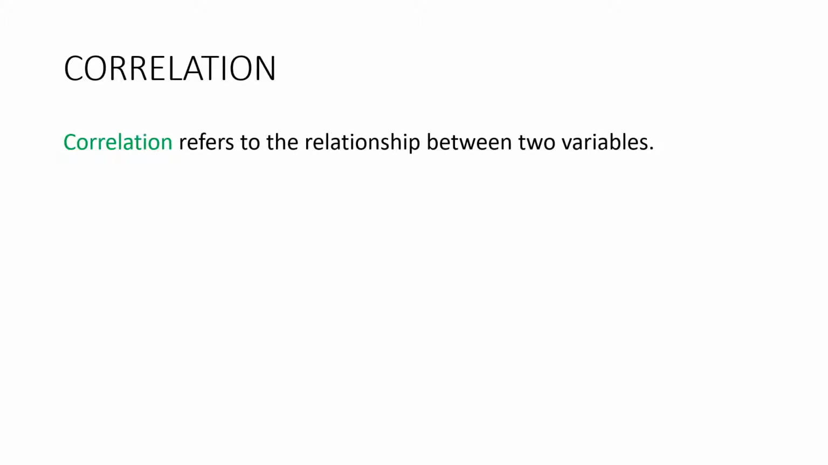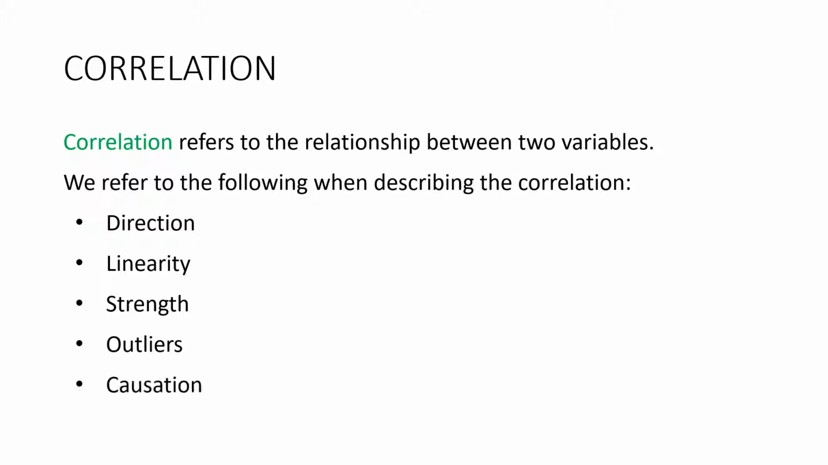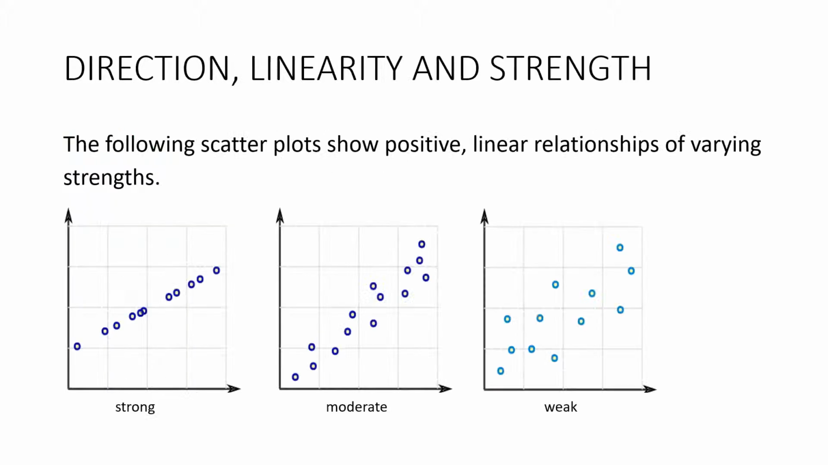Now, correlation refers to the relationship between the two variables. And we refer to the following when we're describing the correlation: the direction, the linearity, so is it a straight line, the strength, how close are the dots to the line, are there any outliers, and causation, which I'll get to later. So these scatter plots show positive linear relationships of varying strengths.